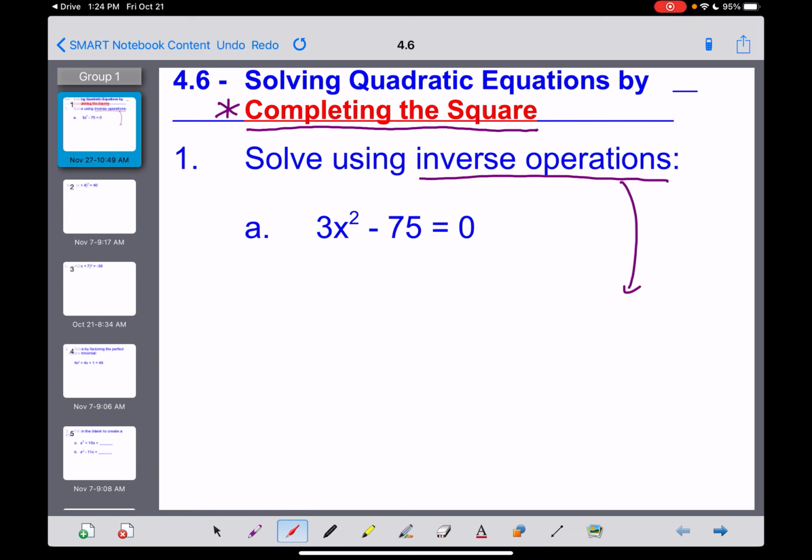Here we go. How do you solve this using inverse operations? We've got 3x squared minus 75 is equal to 0. Our job here, guys, just like it was in Algebra 1, is to figure out what is being done to x and undo things in the proper order. Now, we are all well familiar with the concept of PEMDAS, right?